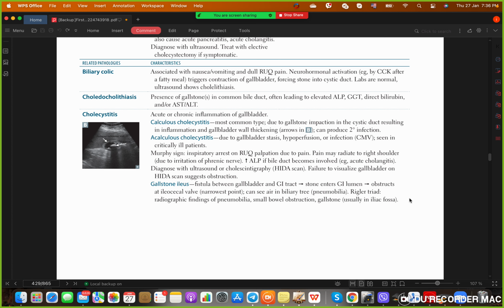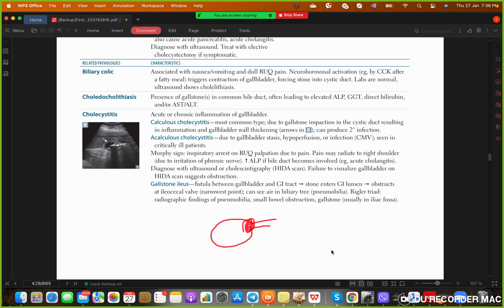So, biliary colic. It's associated with nausea, vomiting, and dull right upper quadrant pain. So what is the idea? Let's take a look. This is the cystic duct. This is the gallbladder. We have a stone. It's blocking here. Yes? Okay, I ate a fatty meal.